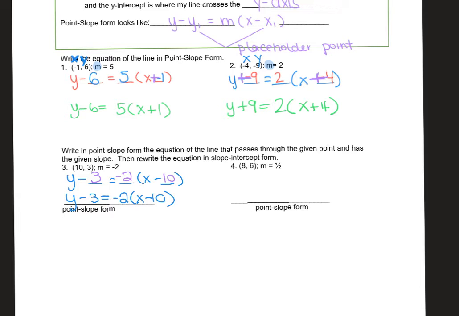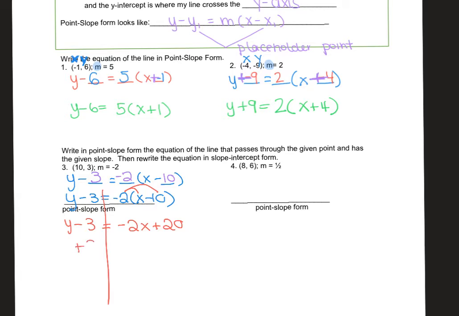Now, this problem looks exactly like the problem from the New 8 video tutorial, where we have to first distribute out and then we have to get y by itself. So in order to distribute out, first I'm going to take this negative 2 and distribute it to both terms in the parentheses. So I'm going to leave the y minus 3 alone, and I'm going to get negative 2x plus 20.